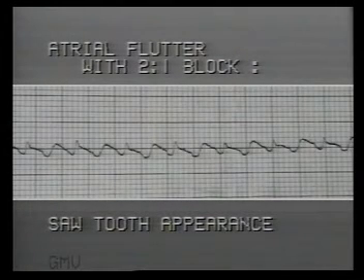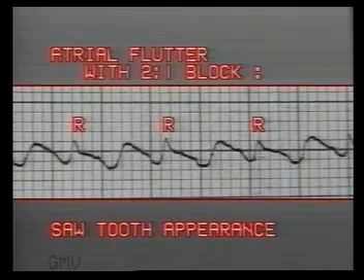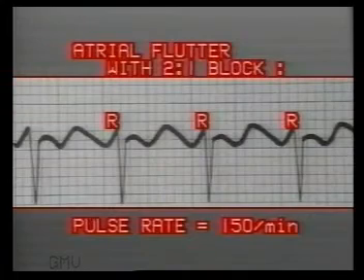Since the AV node is not tuned to conduct impulses so fast, atrial flutter is always accompanied by AV block, and the ventricular rate is much slower. Here the flutter rate is 300 per minute, and this ECG shows 2 to 1 block, so the ventricular rate is 150 per minute. Note that each F wave occupies one large square.